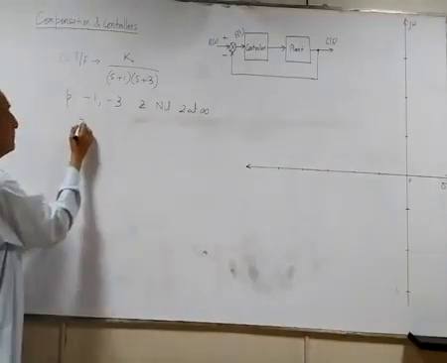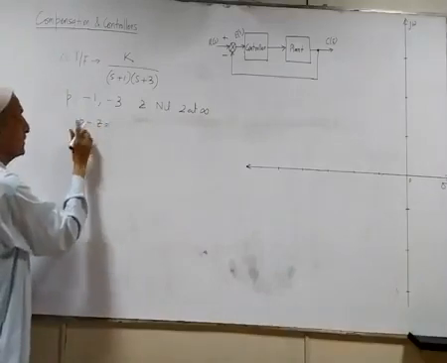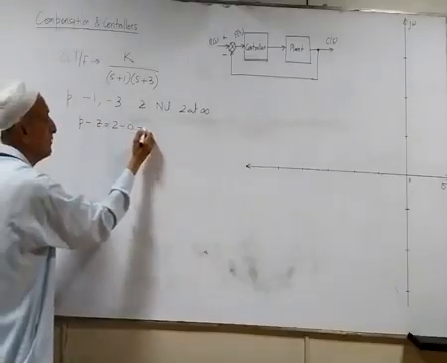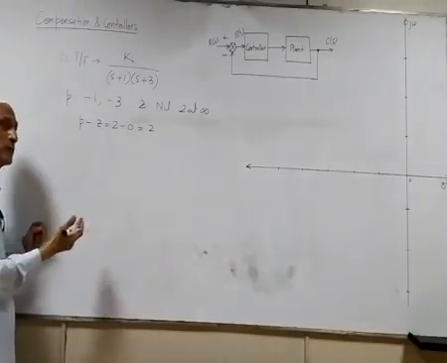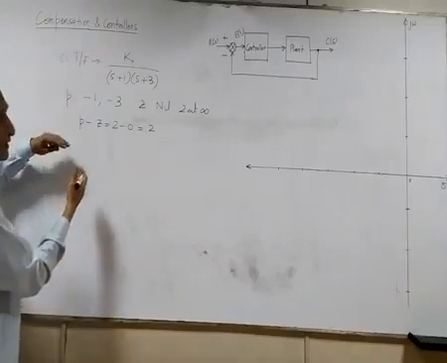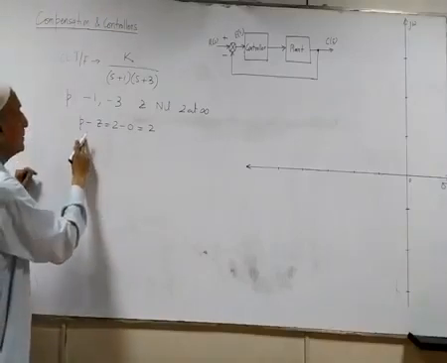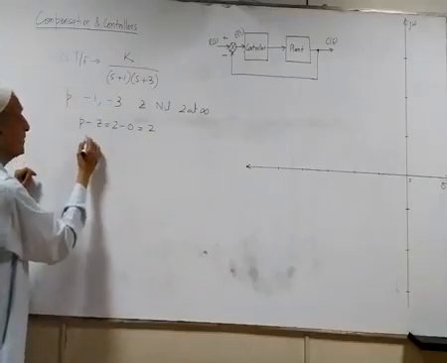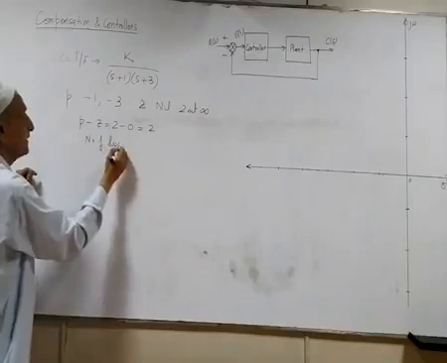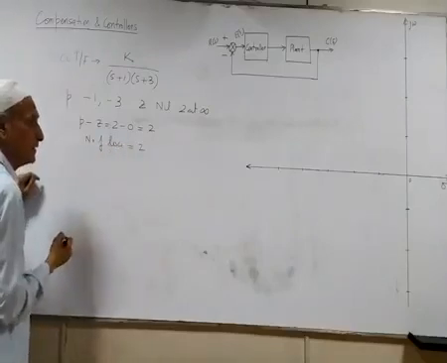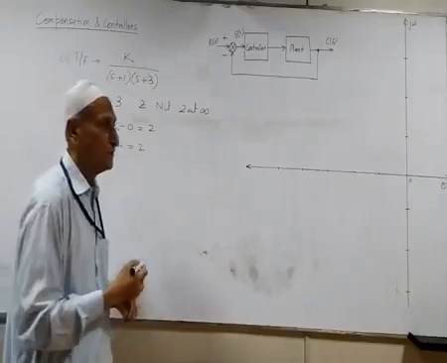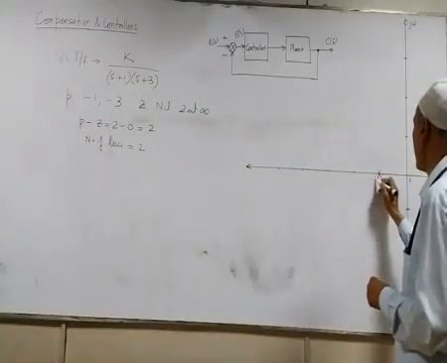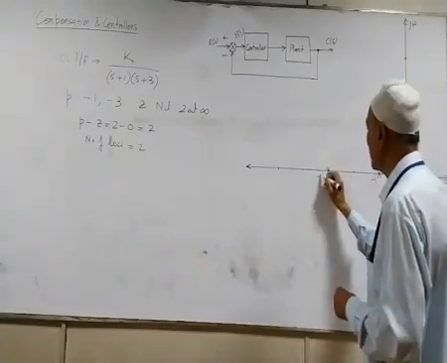Next is p minus z. The number of poles is 2, and there is no physical zero, so p minus z is equal to 2. Of course, the number of loci is equal to the number of open loop poles, which is 2. Now let's plot the open loop poles. One is at -1, the other is at -3.